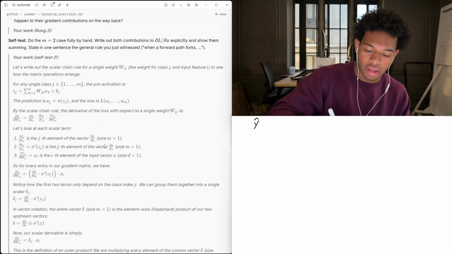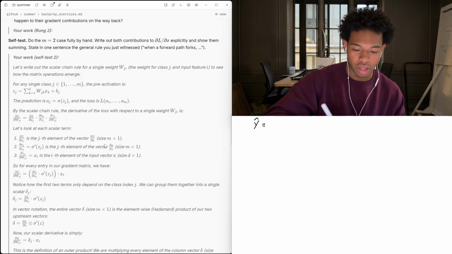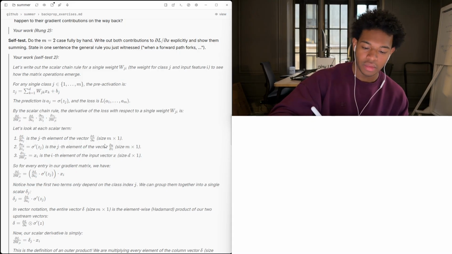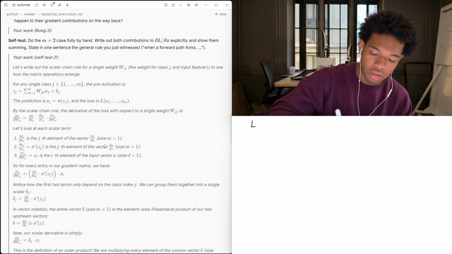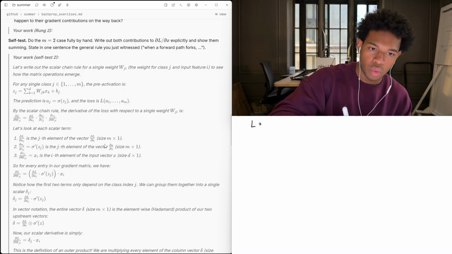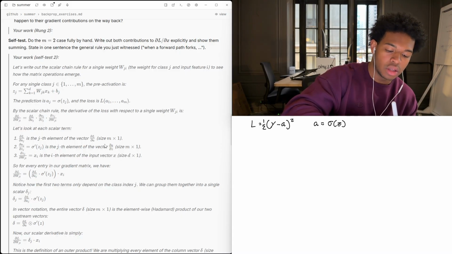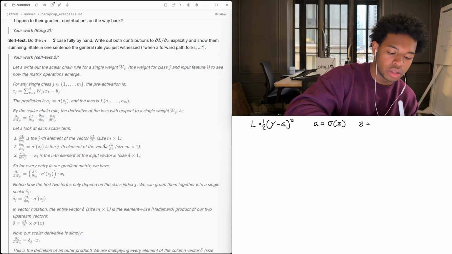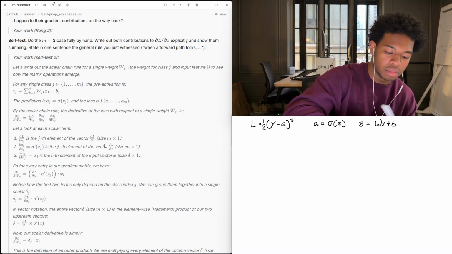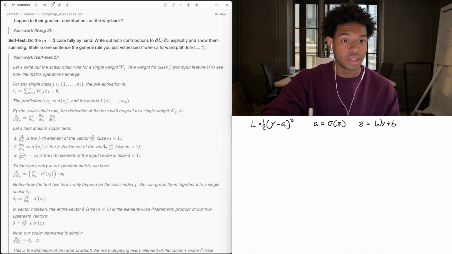Let's see. So y hat equals, oh, but that doesn't matter. We only care about loss. We don't even care about y hat. So L equals 1/2 (y minus a) squared. And then a equals sigmoid of z, and z equals wx plus b. A and z are intermediate variables.